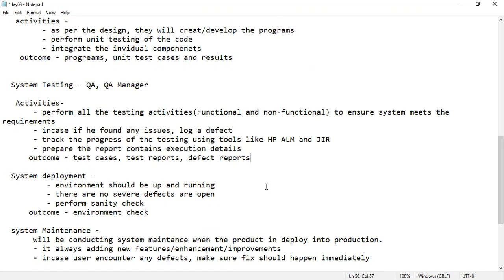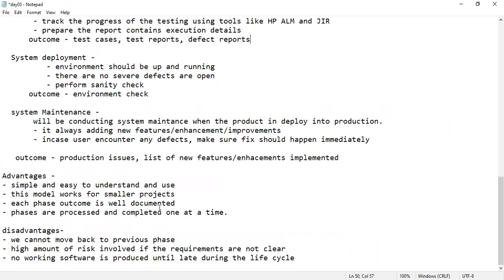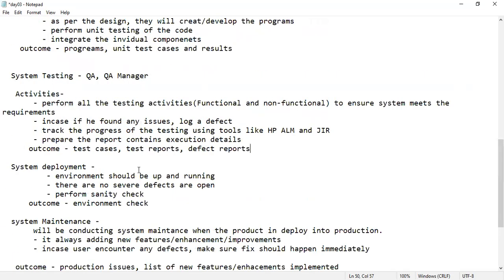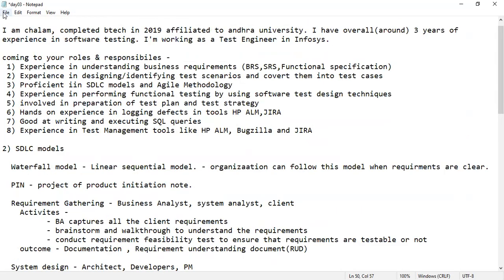If we find any defects or issues at a later stage, it costs a lot to the customer. That is the drawback or disadvantage of the linear sequential model, or waterfall model. Okay, got it? So this is an old model, in fact, but still some companies are using it when the requirements are clear.